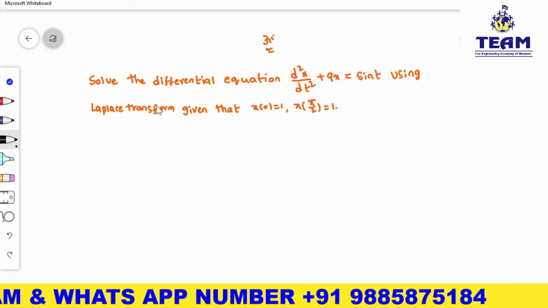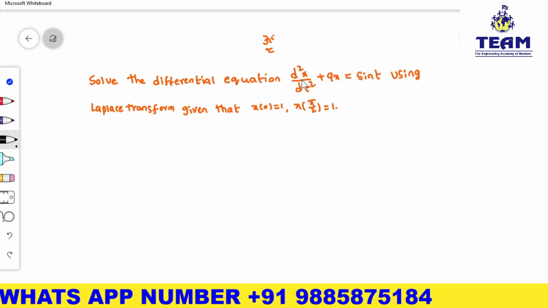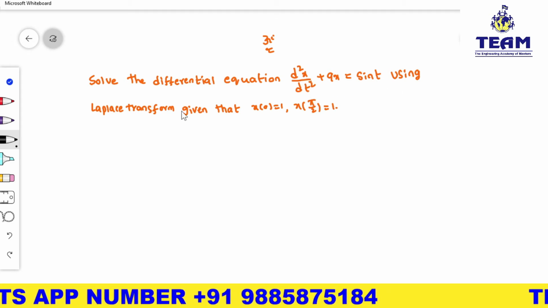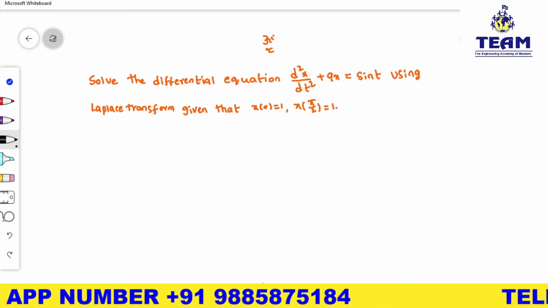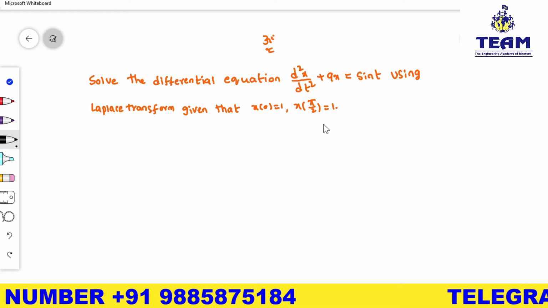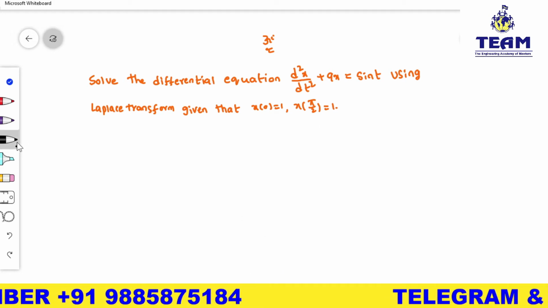Friends, the given problem is to solve the differential equation d square x by dt square plus 9x is equal to sin t using Laplace transform. Also given that x of 0 is equal to 1, x of pi by 2 is equal to 1. Okay friends, here you observe.